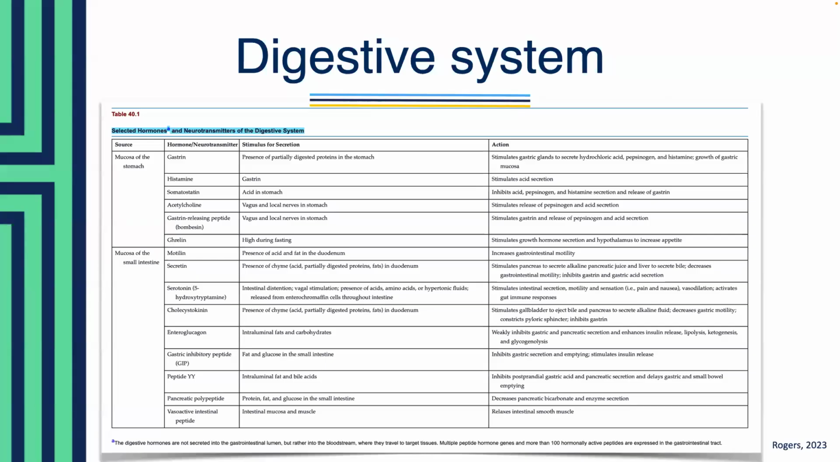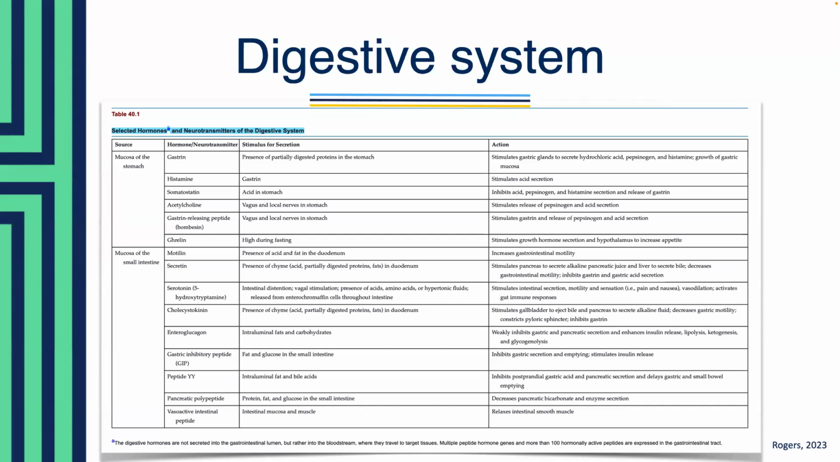Another one to go over, for example, is knowing which hormone is responsible for hunger. It's what we call the hunger hormone, and you can look at this table and see that it's ghrelin. Then there's the role of peptide YY, or PYY, in digestion, which is to slow gastric and small bowel emptying. So you can see the importance of understanding which hormones and neurotransmitters these are and what they do for the source, stimulus for secretion, and action. Take a look at it a little bit closer and make sure that you go further into details.